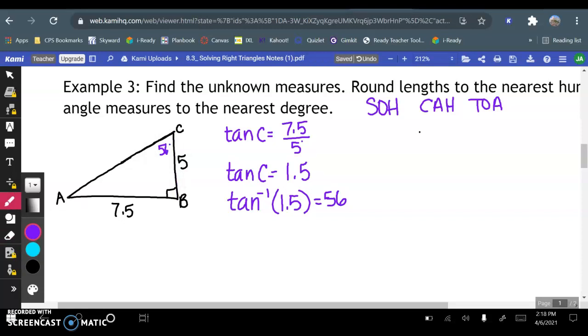Then, looking at the angles on the inside, I can figure out the third angle because this over here is 90. So I would have to do 90 plus 56 is 146, and then 180 minus 146 is 34. So this other angle is 34.